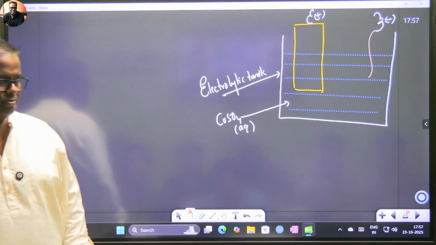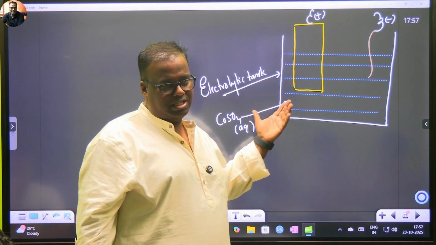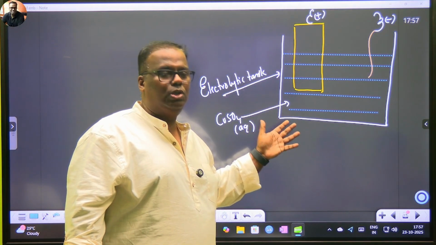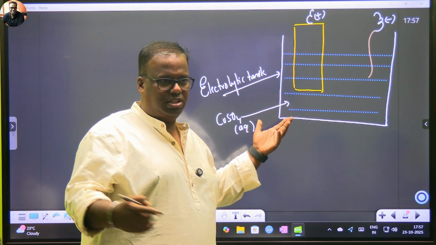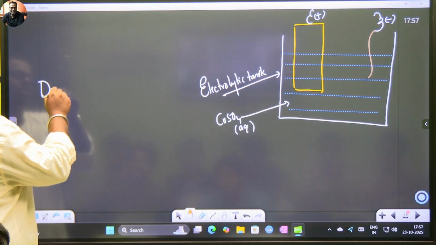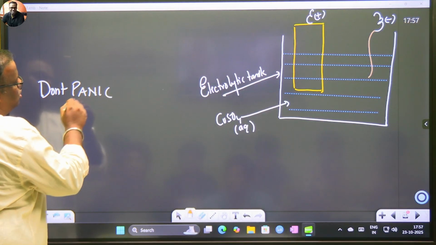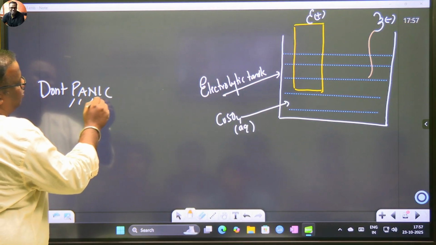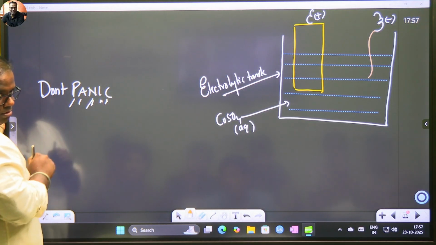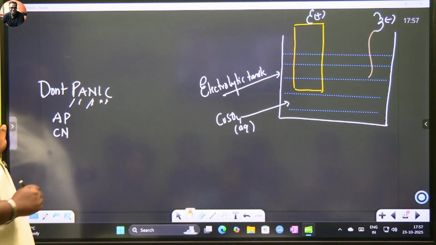Understood? Right, fine. Since these are electrolytic tanks, we go by our same Cartoon Network, or don't panic. Positive is anode. If you don't know the don't panic formula, remember this: Don't panic. Positive is anode, negative is cathode. Positive is anode, negative is cathode. Or you can also remember Andhra Pradesh and Cartoon Network.